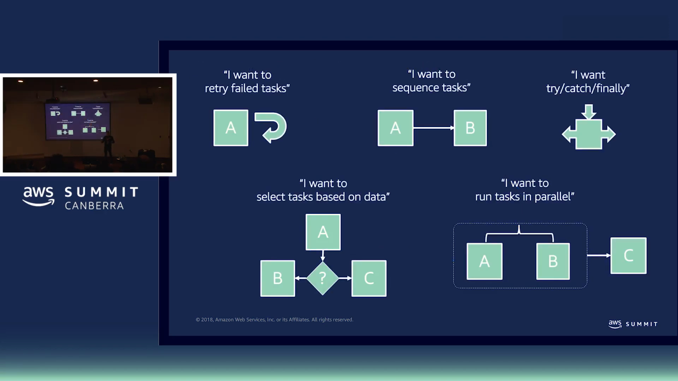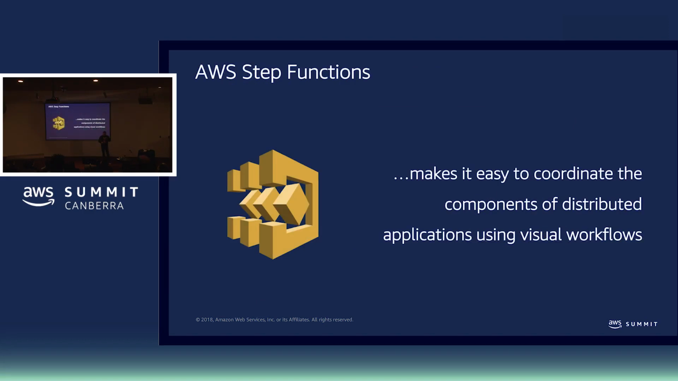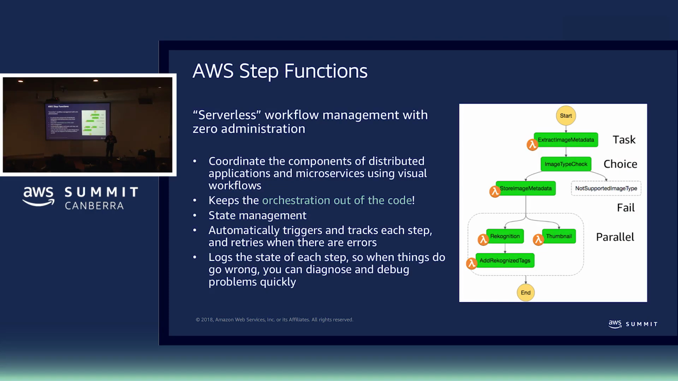When really all you want to do is things like this. I want to retry failed states. I want to execute certain functions or processes in a sequential manner. I want to be able to do catch, try, and retry functionality, or I might want to execute things in parallel. In order to do that, we've got AWS Step Functions, and this makes it really easy to coordinate these distributed services and do so in a very visual way. What that looks like is a little bit like this.